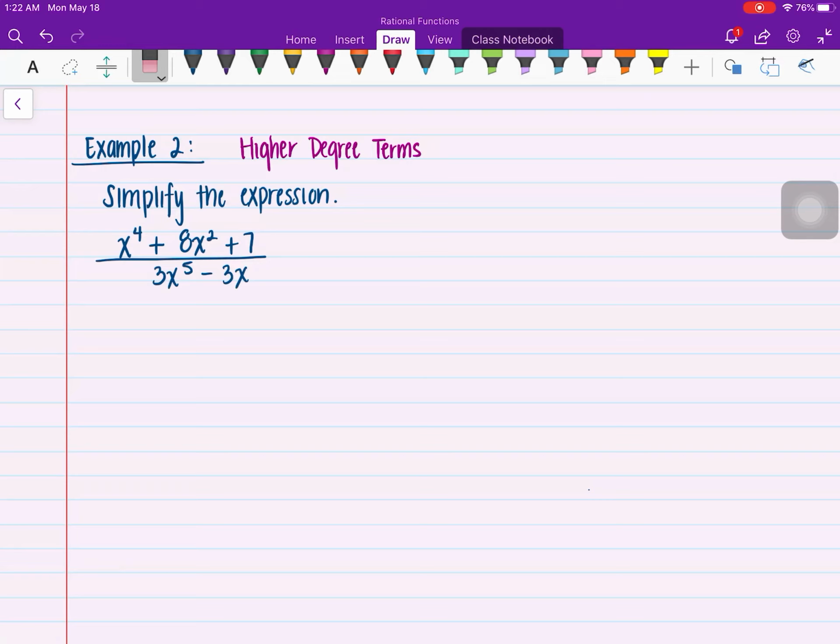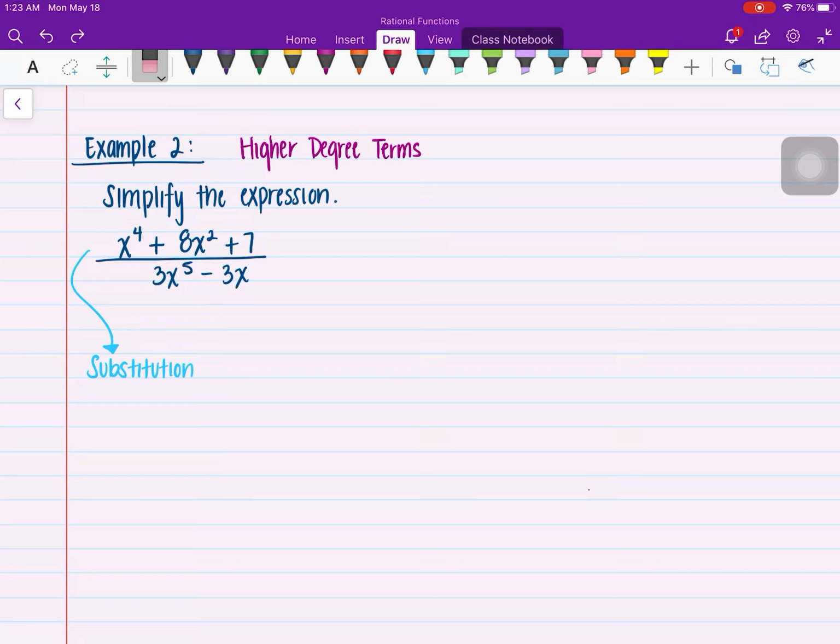Alright, guys, so let's go ahead and get started on example 2 here. Now, in example 2, if you take a look at the rational expression, we do have rational expressions that have a degree higher than 2. So there's a few things that we need to do differently here, especially on the top one, so it could just be simpler for us to solve. So the first thing that we need to do here is substitution.